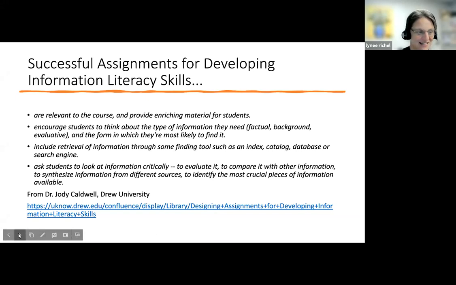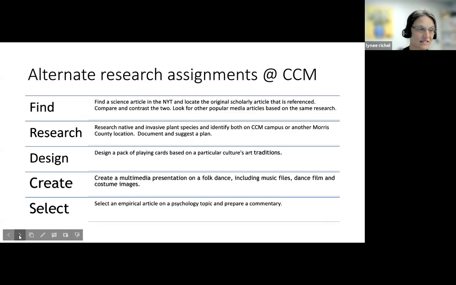So that is Jody's guidelines for developing a good information literacy skill assignment.